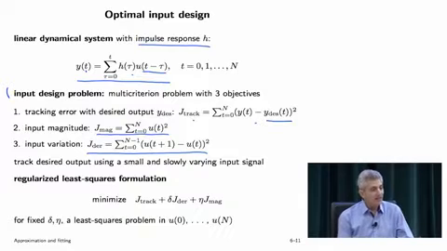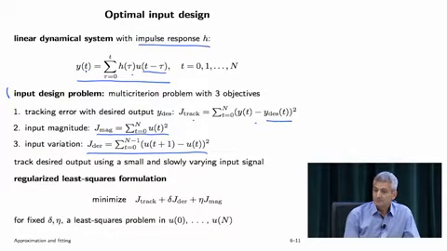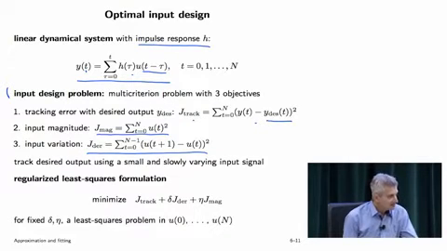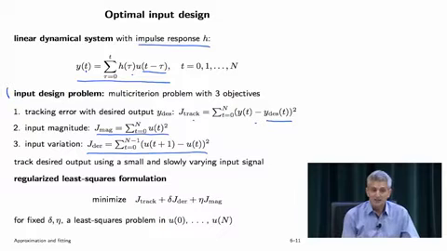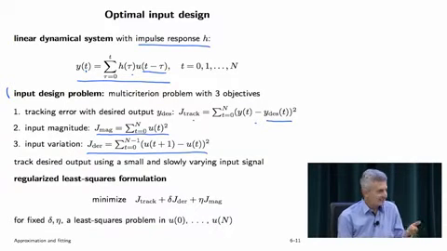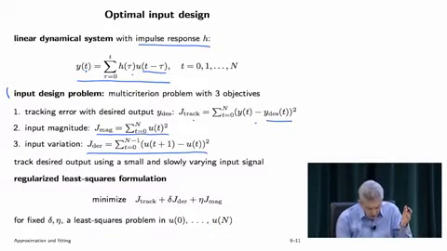And how about input variation? When would that be 0? Constant, exactly. So if you were to crank up the coefficient on input variation very high, you would expect to see inputs that were constant, while at the same time they're attempting to track and things like that. And you could go on and on.